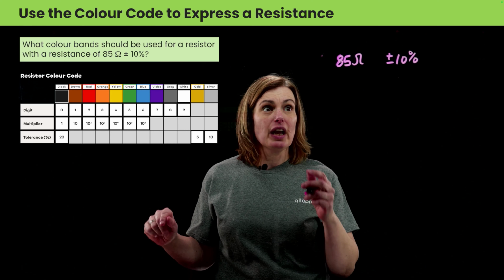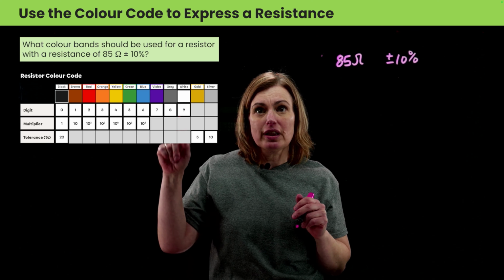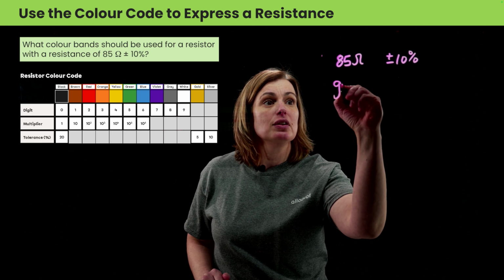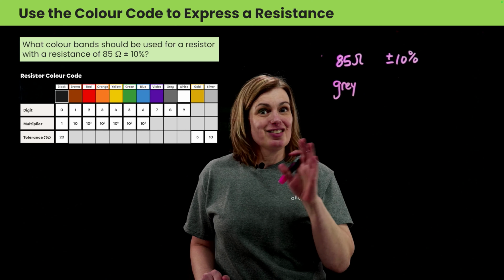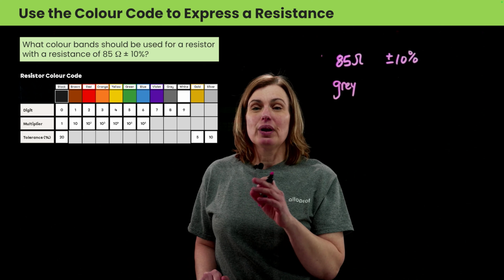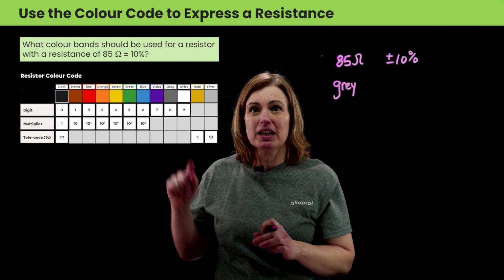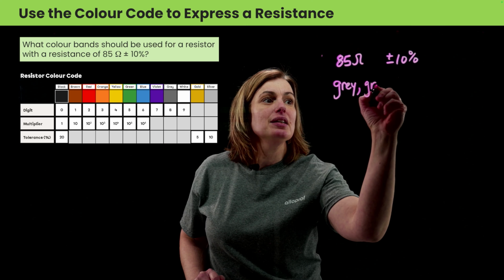So I want to take a look at what 8, our first digit, would be. According to the color chart, that would give me a gray band. So that means my first band will be gray. Second digit is just the second digit. So I'm going to take a look again at my color chart, and I'm looking for 5 this time, and I see that 5 corresponds to a green band. So my second band is going to be green.